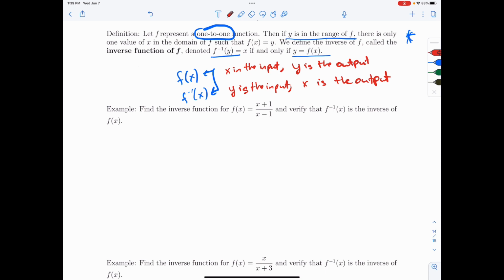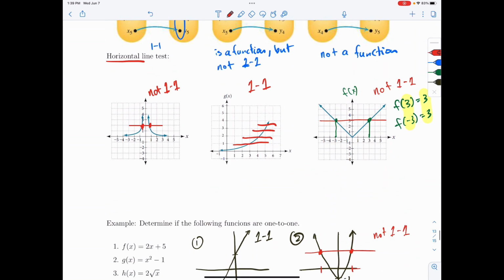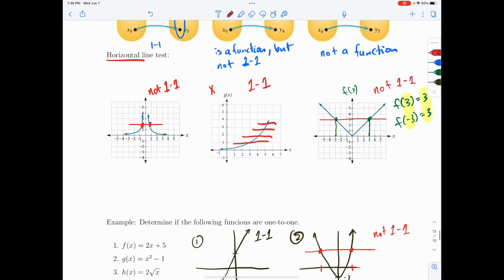Okay, and graphically what's happening is, let's go up to one of these that is one-to-one. Let's look at this graph right here, and I'm going to erase my lines. On an inverse function, the graph gets reflected about the line y equals x. So that graph is going to look something like this. That's what the inverse of g of x, or g inverse of x, would look like.